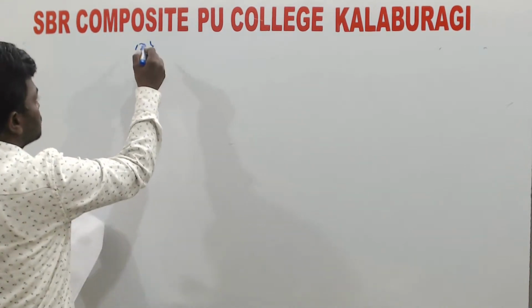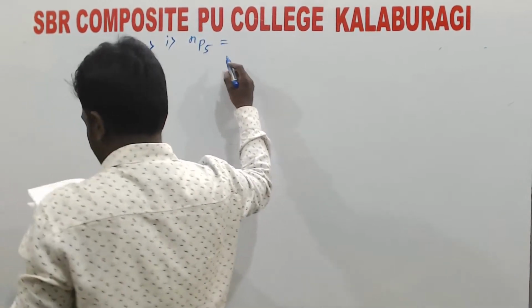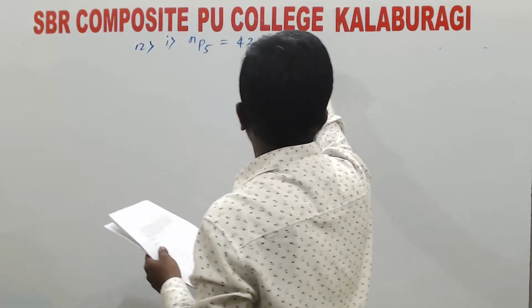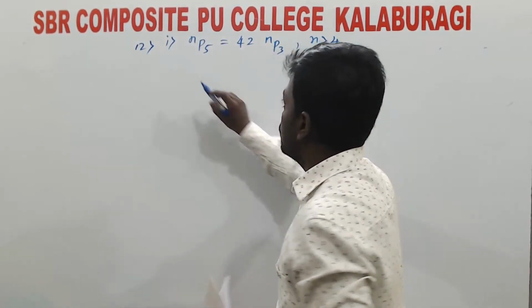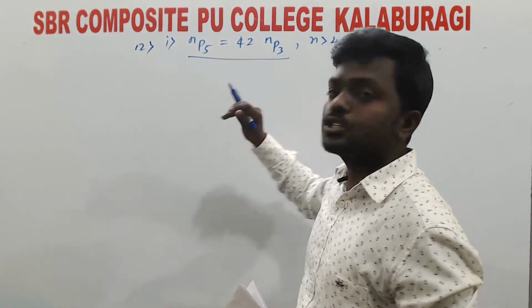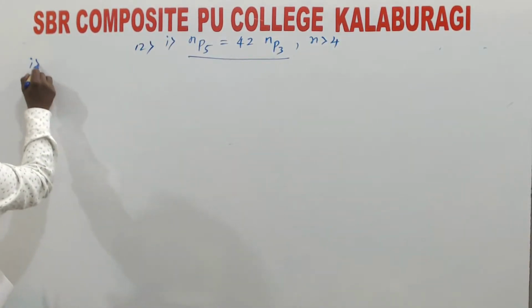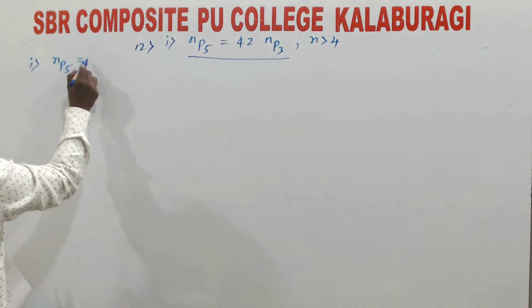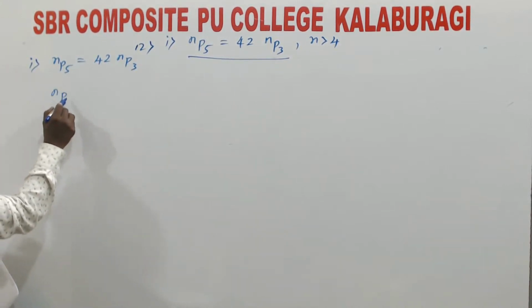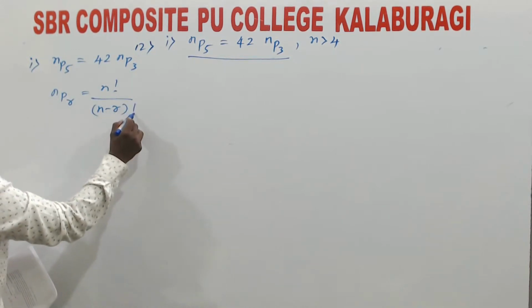Okay. 12th one, first bit: nP5 is equal to 42 nP3, n greater than 4. So this is the mathematical equation. They are asking us to find out the value of n. So first one, nP5 is equal to 42 nP3. What's the formula of nPr? n factorial by (n minus r) whole factorial.